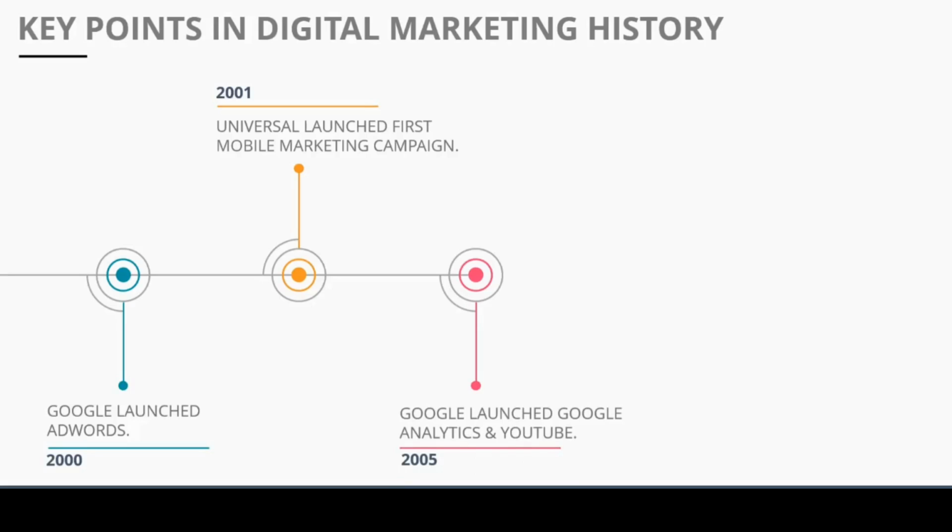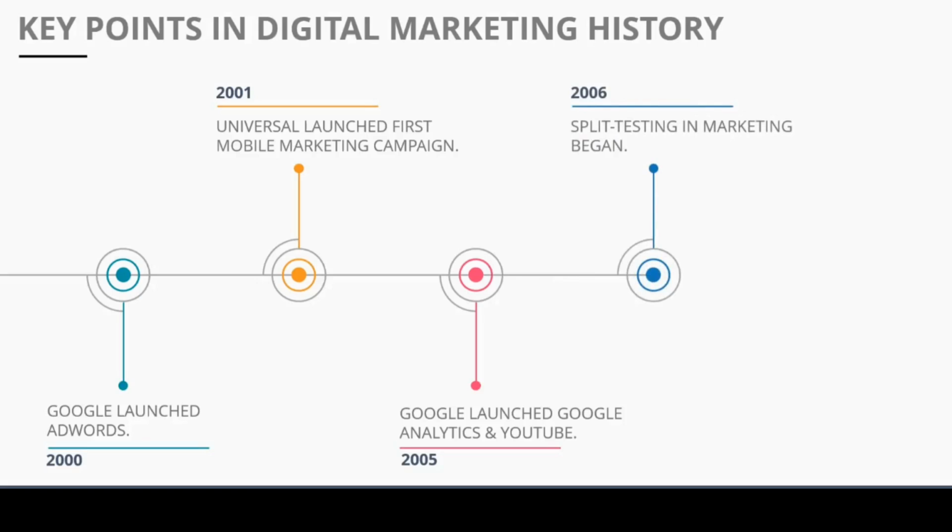And we'll be spending time on that when we look at video marketing in Module 2. Then in 2006, split testing in marketing began, which also marked a significant moment. That's essentially splitting your traffic. So let's say you're targeting people with a sales campaign. You target half of them with one landing page and another half with another, and see which one performs best. That is essentially split testing.